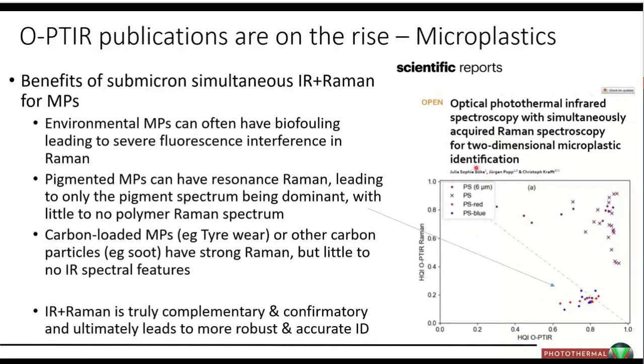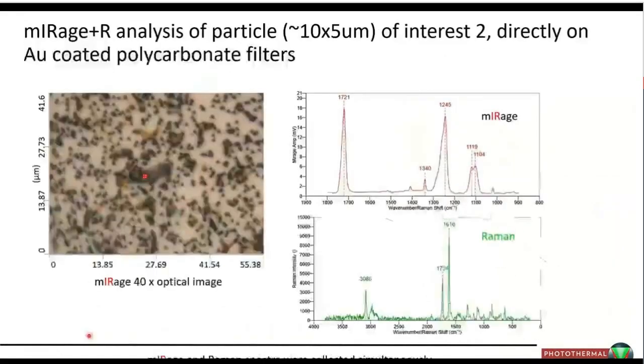In this case, this is a screenshot from this paper. If you look at this cluster of particles, these were polystyrene beads that were dyed red or blue, and they receive fairly high infrared OPTIR scores, but if you go across here, their Raman scores are quite poor. That comes back to the second point, that pigmented fibers, particles, or really anything pigmented in the Raman can be a real challenge. If it's not burning, then it's resonance enhancement that swamps the underlying polymer signature.